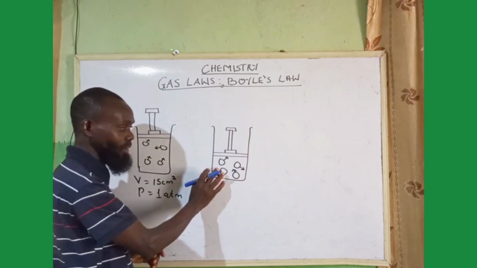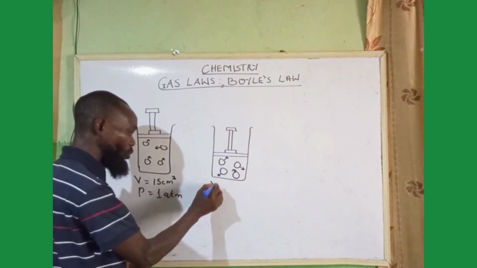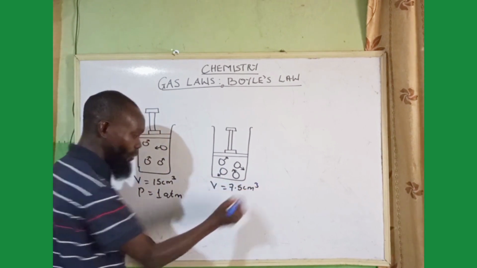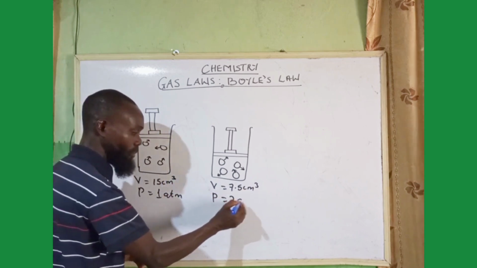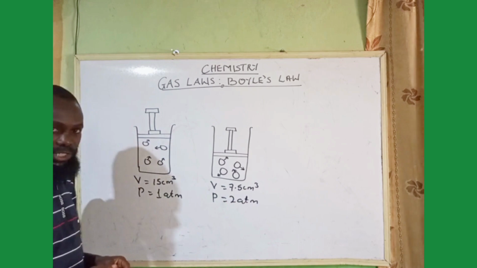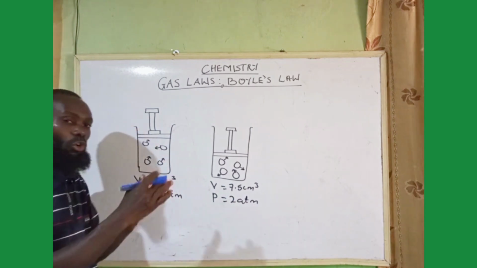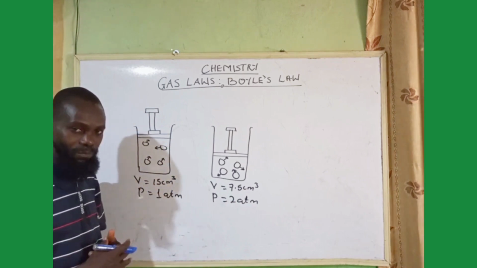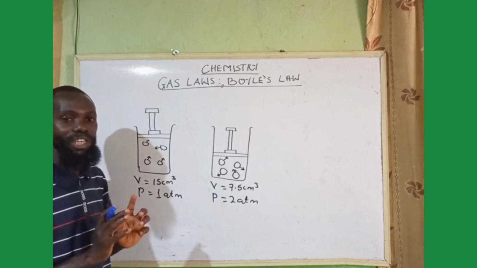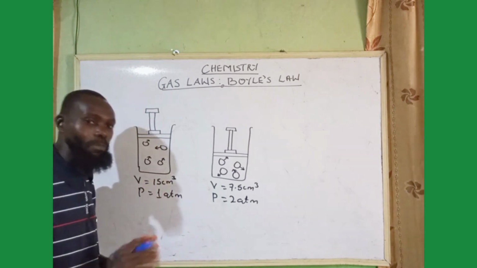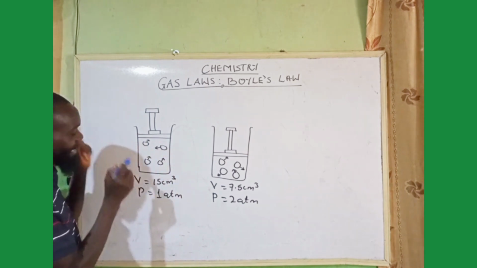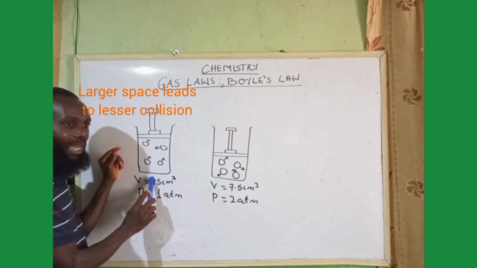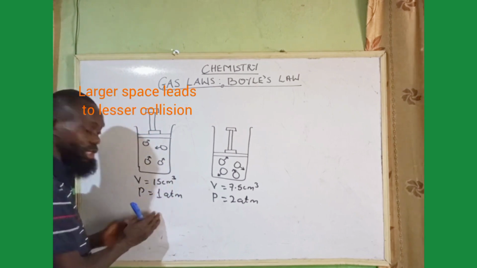to half of this, we find that the volume decreases, let's say, to 7.5 centimeter cube, while the pressure increases to 2 atmosphere. This is what Boyle's law is stating: when you increase the volume of the gas in the container, the pressure is reduced. Conversely, when you decrease the volume, the pressure is high. Here, there is larger space for these gas particles, so the volume is increased and the pressure is reduced.